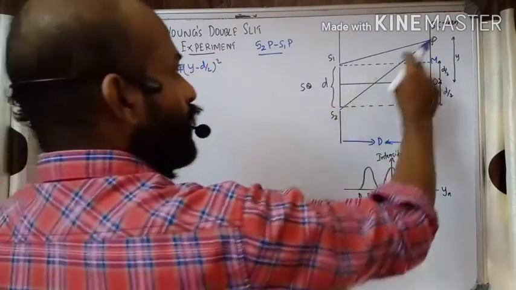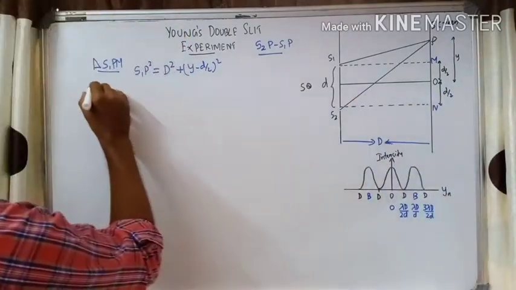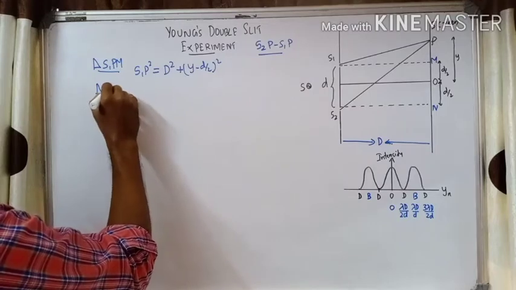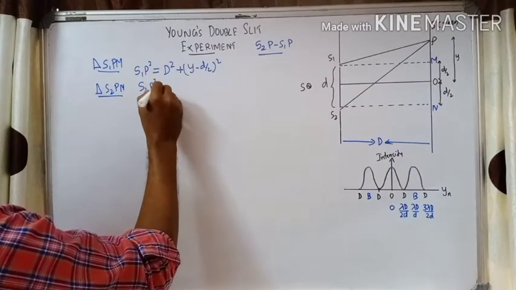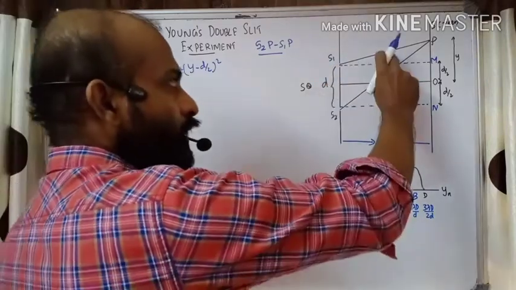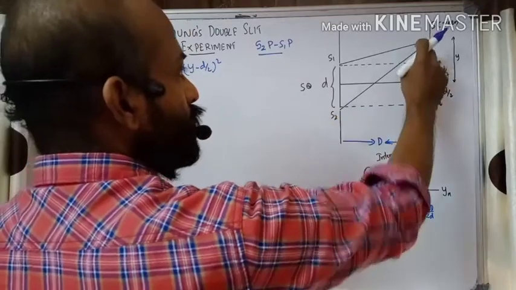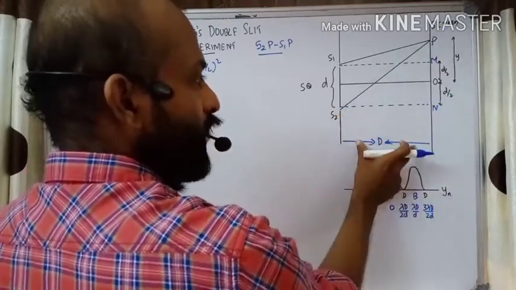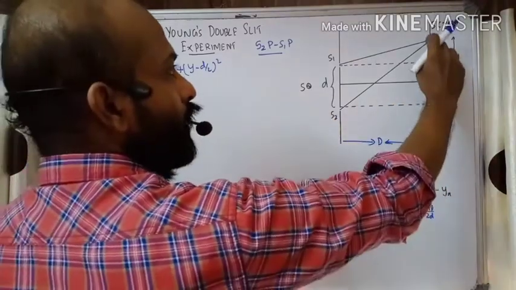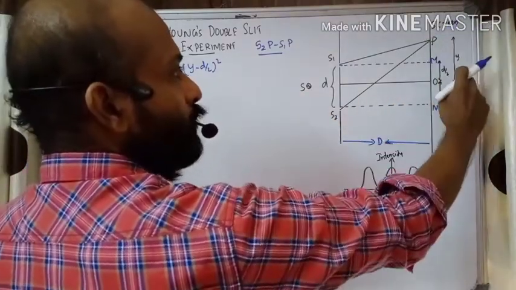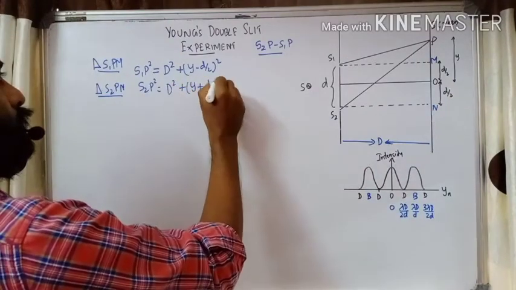Okay. Now in the bigger right angle triangle S2PN, I give a point N here. In triangle S2PN, S2P square is equal to, similarly what we have done in previous place, same thing we have to follow here. So S2P square is equal to S2N, that is capital D, D square plus, what is this distance from here to here, PN? PN is equal to y plus d by 2. So y plus d by 2 the whole square.